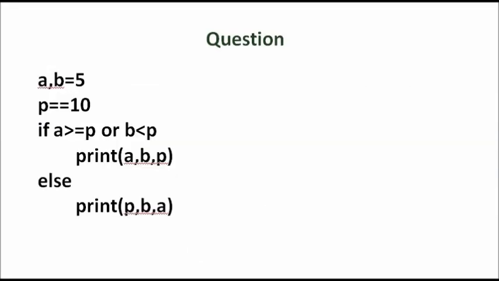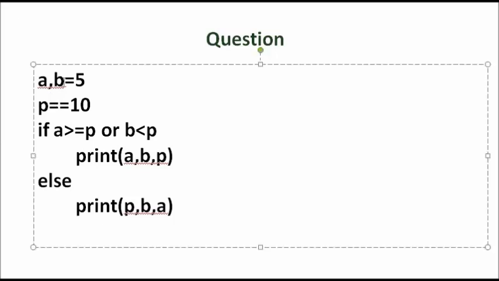Next question: a, b = 5. Is it the way to assign the same value to more than one variable? No. If we want to assign 5 to this a and b, you have to give a = b = 5. Underline the correction. The next statement, p == 10. Here the value 10 is assigned to the variable p. So which operator do you have to use here? Assignment operator, equal to. Underline the correction.